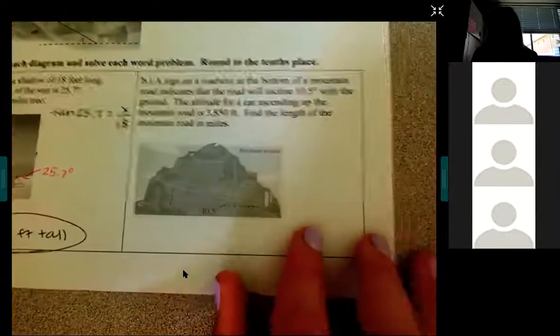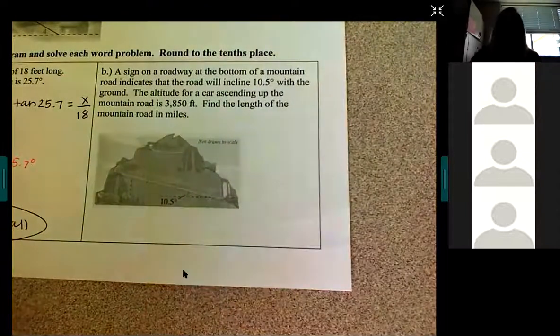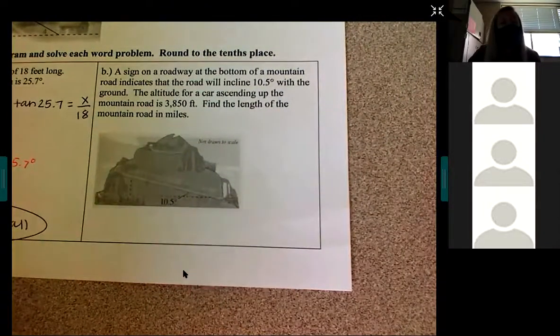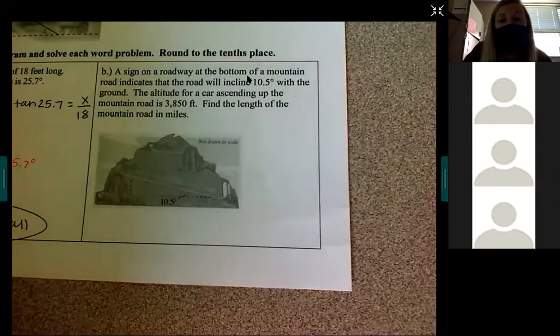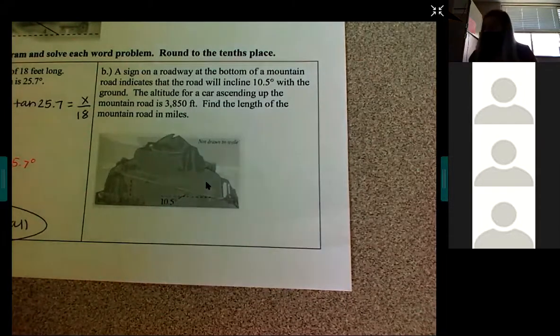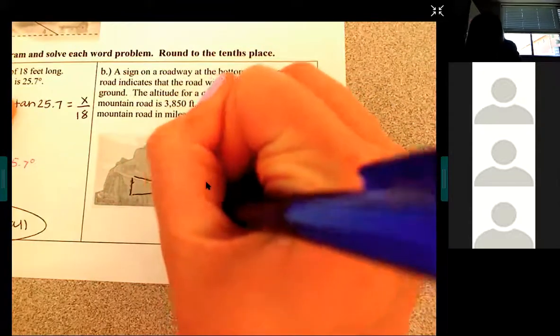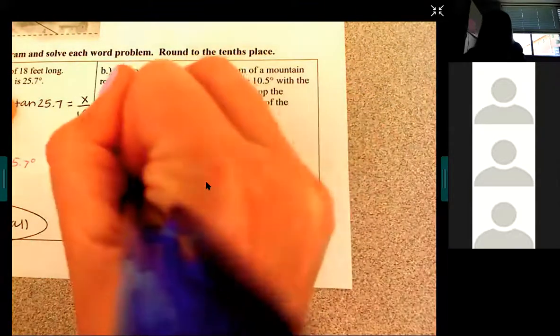Y'all try example 2B. I've already got the picture drawn for you. See if you can label where the information goes, and then we'll talk about it. So everybody look at 2B. People at home, draw your triangle in your notebook, label it 2B. It says a sign on a roadway indicates that the road will incline at 10.5 degrees. So they already have the 10.5 in this bottom angle of the triangle. Is everybody okay with that? So that angle is 10.5 degrees on your paper.